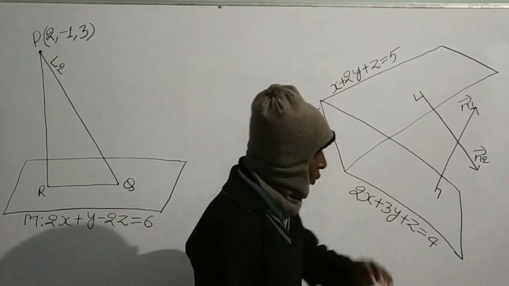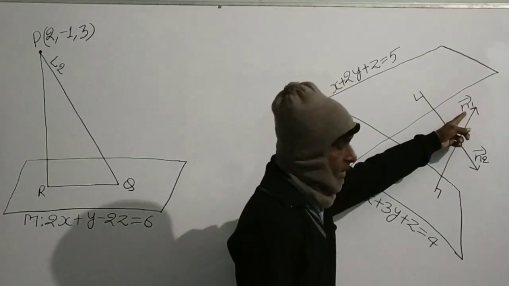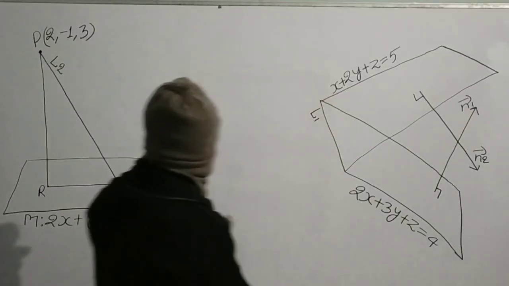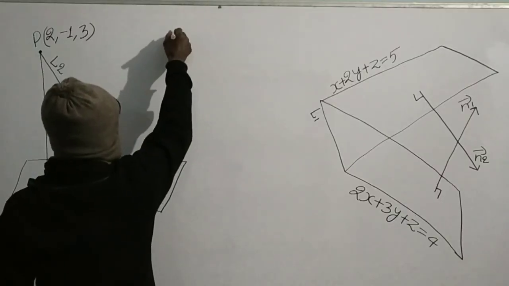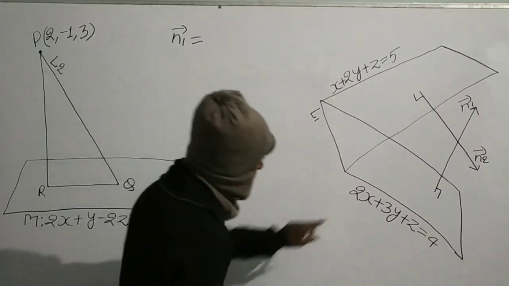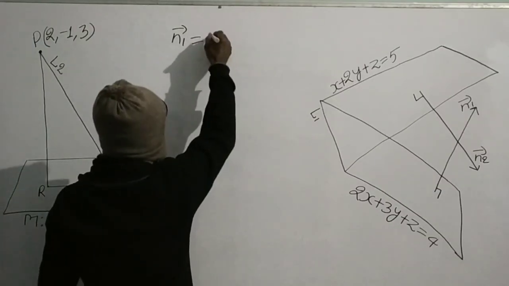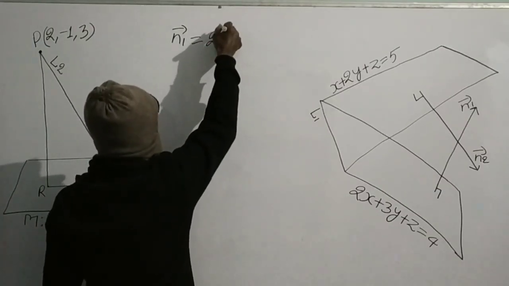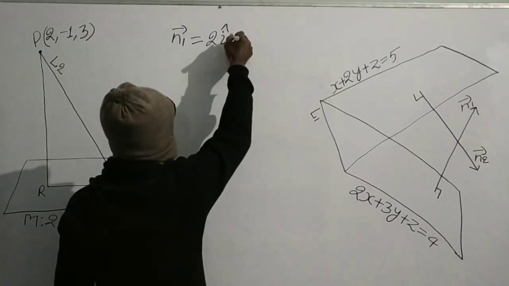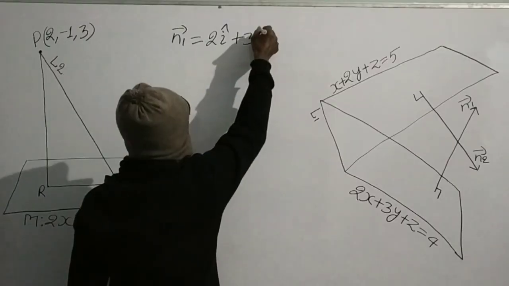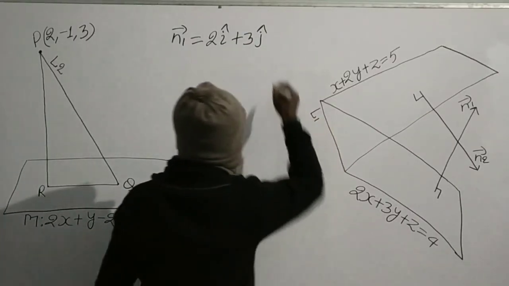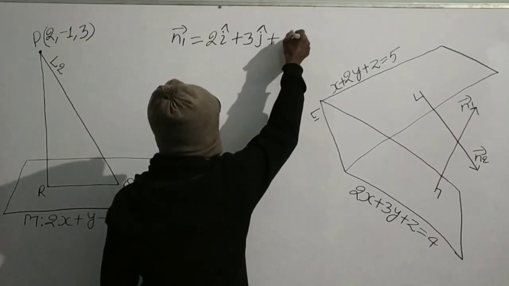If we suppose N1 is normal vector to this plane, then we can write vector N1 is equal to 2i cap plus 3j cap plus 1k cap, means k cap.